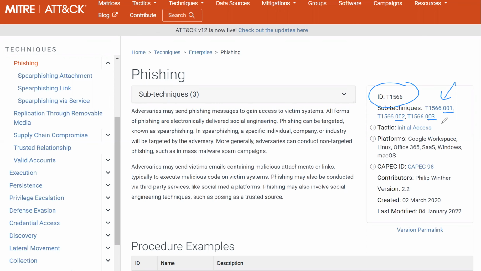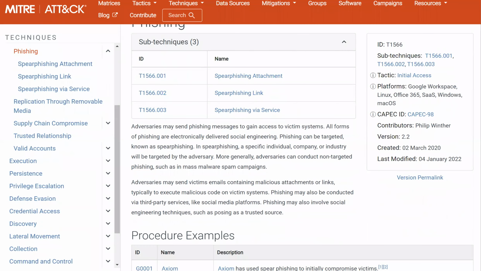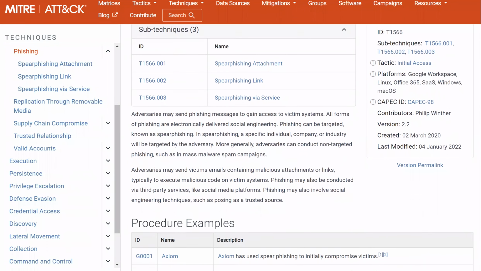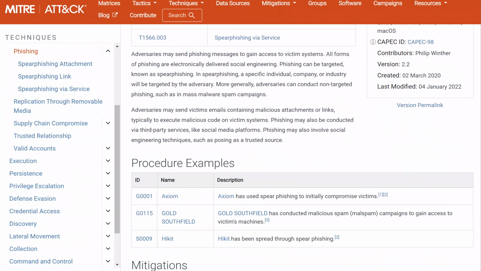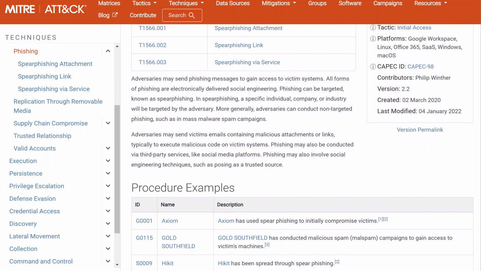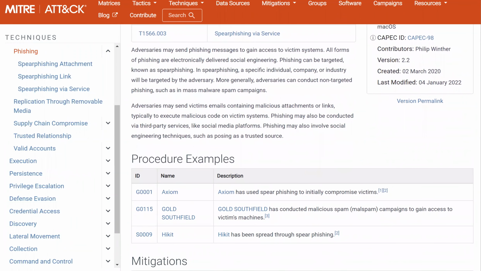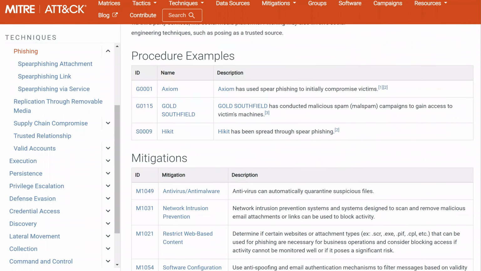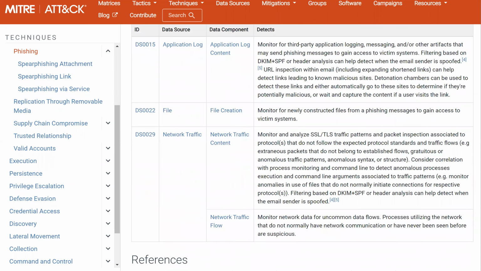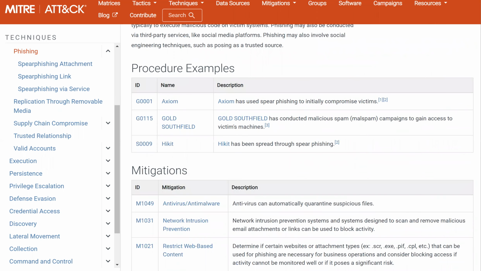And those sub-techniques are, if I just clear the screen out, when we talk about phishing, it can happen through three means: spear phishing through attachments, spear phishing through links, and spear phishing through services. Try saying that three times too quick. So adversaries may send phishing emails to gain access to victim systems. All forms of phishing are electronically delivered. Then there are procedure examples of some common APTs that are doing that, and some mitigations and detections, and how we can start to detect if phishing occurs. So kind of self-explanatory there.